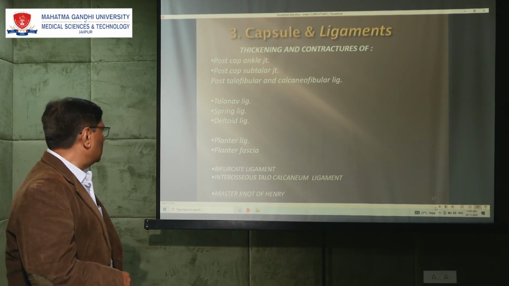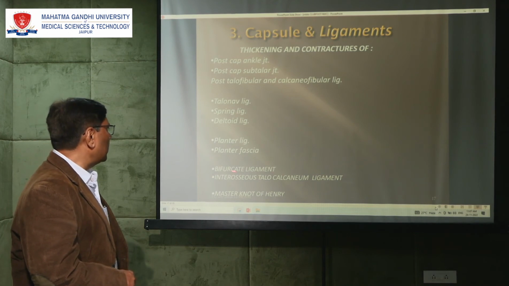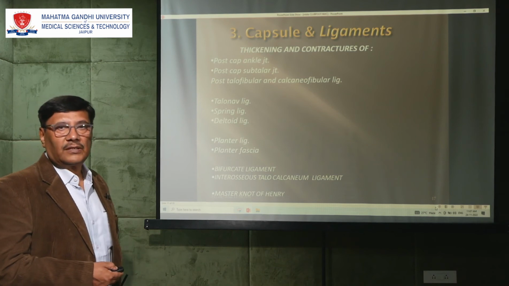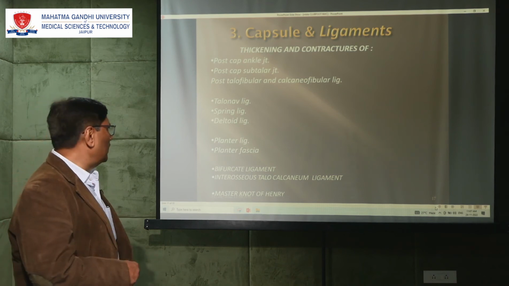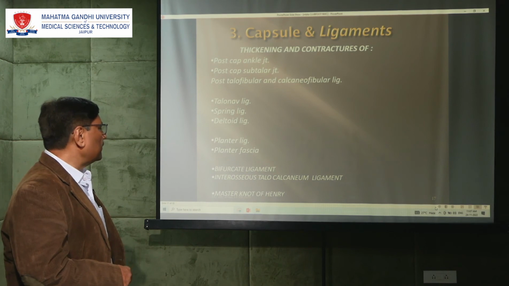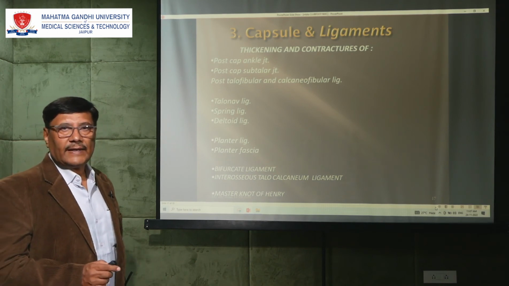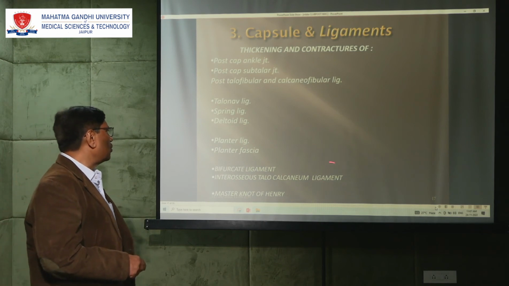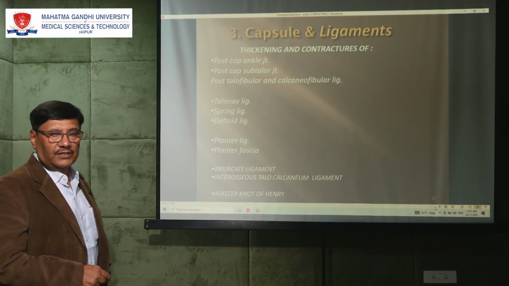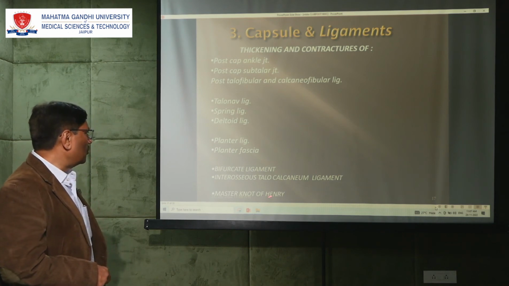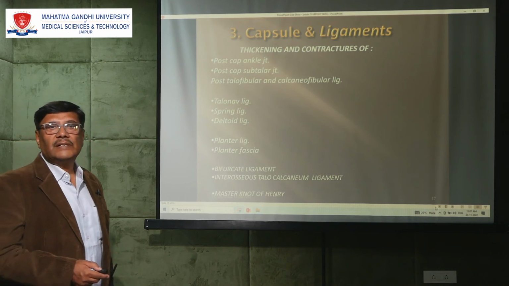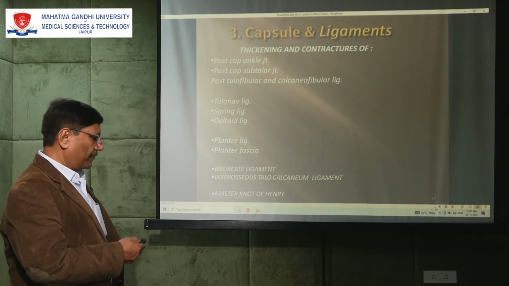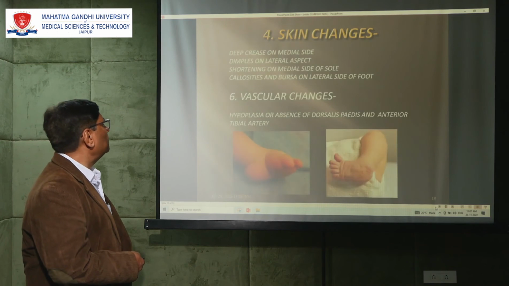Further, on the lateral side, there is the bifurcate ligament which arises from the calcaneum bone. One of the slips gets inserted on the talus and the other on the cuboid. So this ligament is also contracted. And the ligament between the talus and the calcaneum, which is the interosseous talocalcaneal ligament, this is also contracted and requires release. I have told you about the master knot of Henry, which is lying on the medial side of the foot near the navicular. This needs excision whenever we are doing an open surgery.